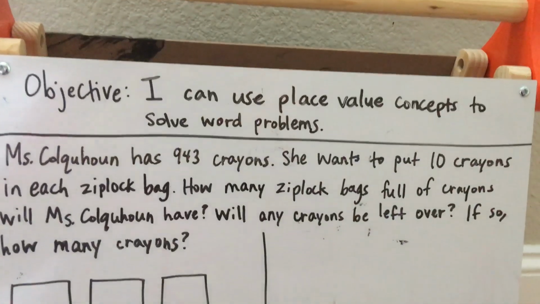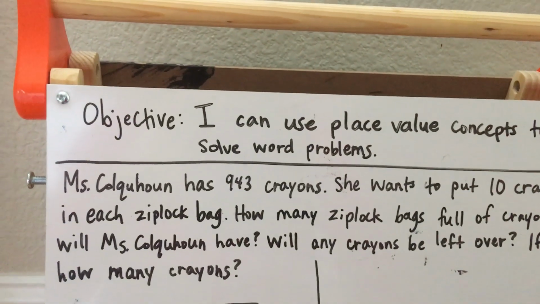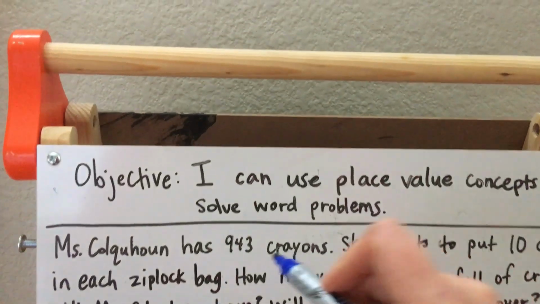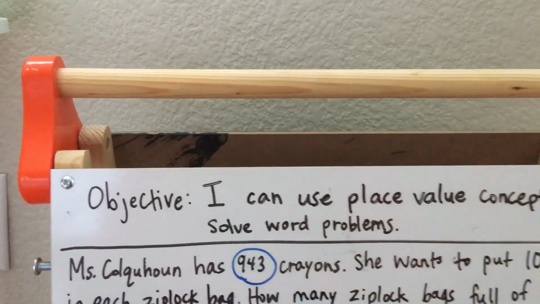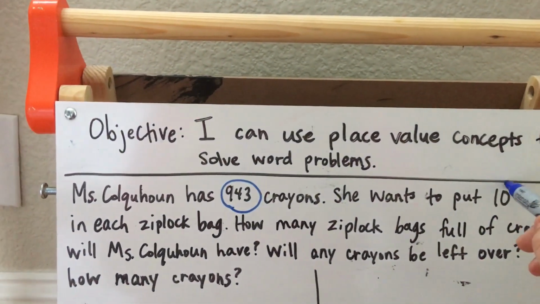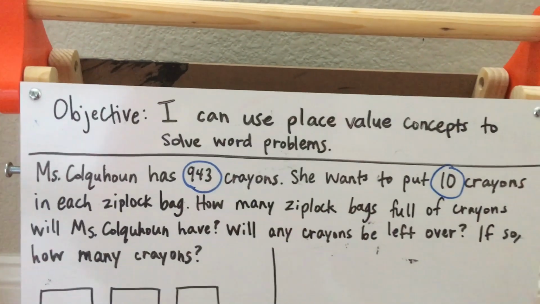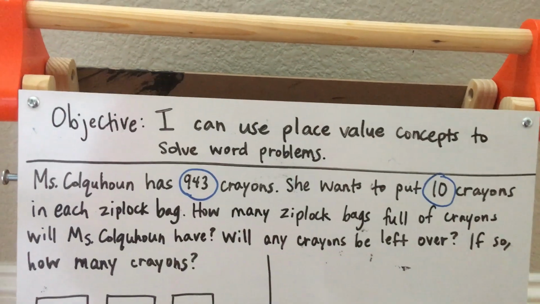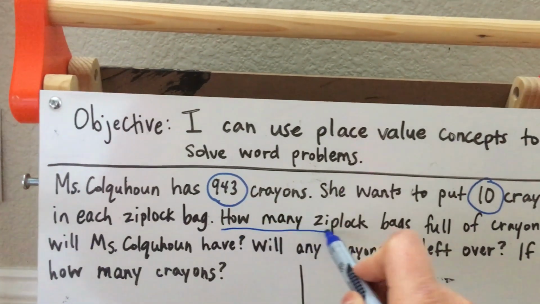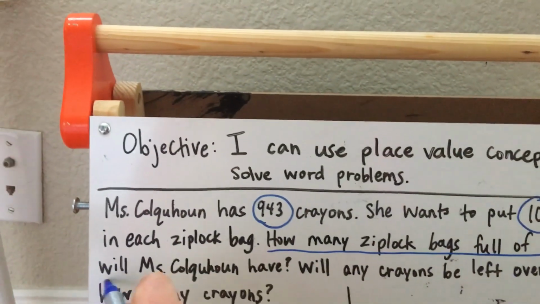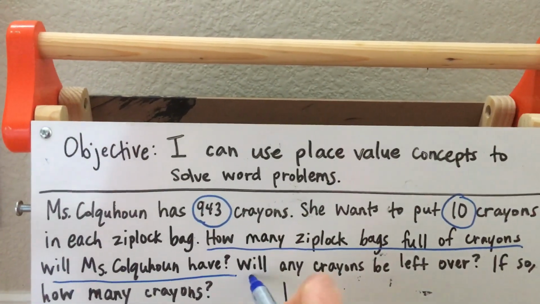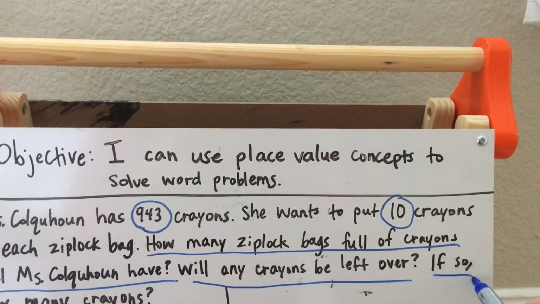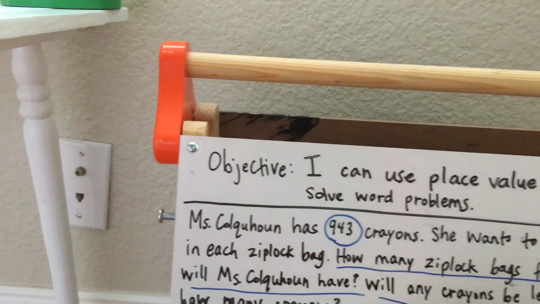First, I want to circle my important numbers. So Ms. Calhoun has 943 crayons. She wants to put 10 crayons in each Ziploc bag. How many Ziploc bags full of crayons? So let's underline my question. How many Ziploc bags full of crayons will Ms. Calhoun have? Will any crayons be left over?